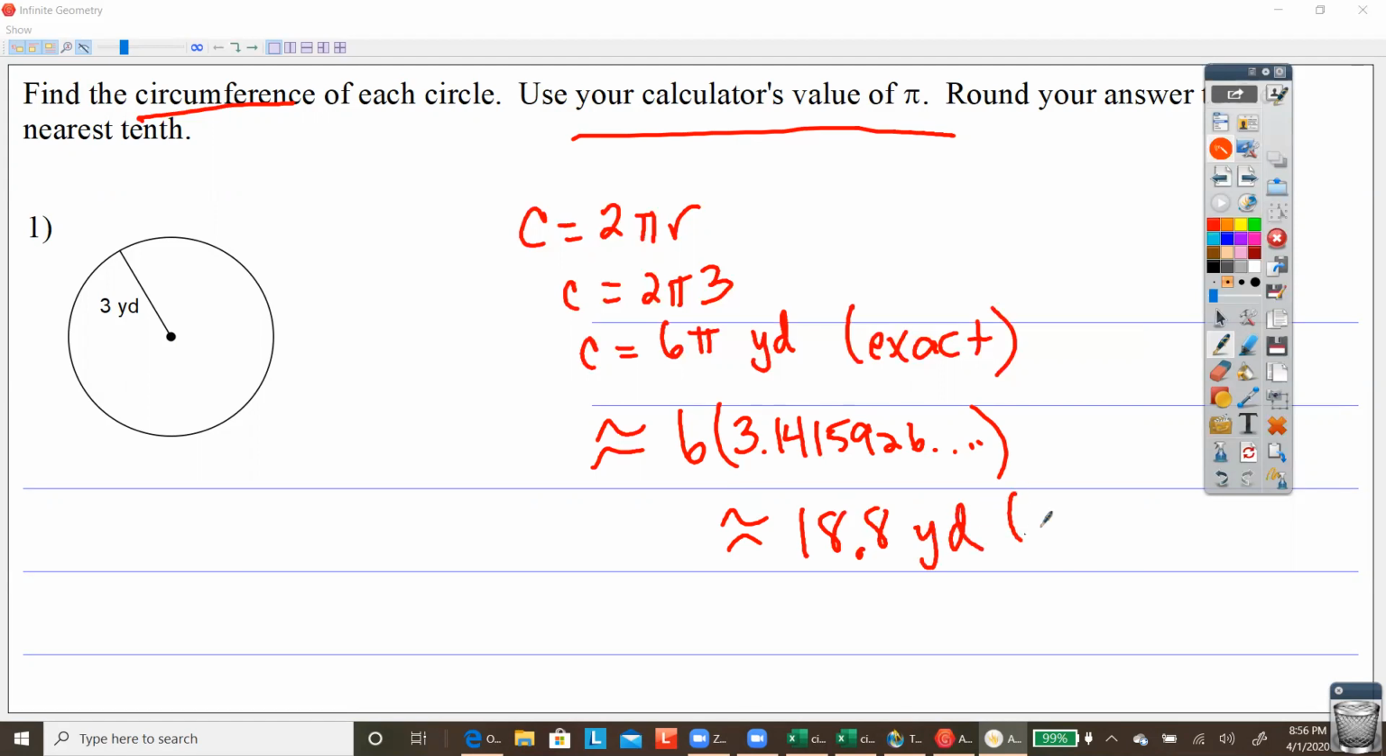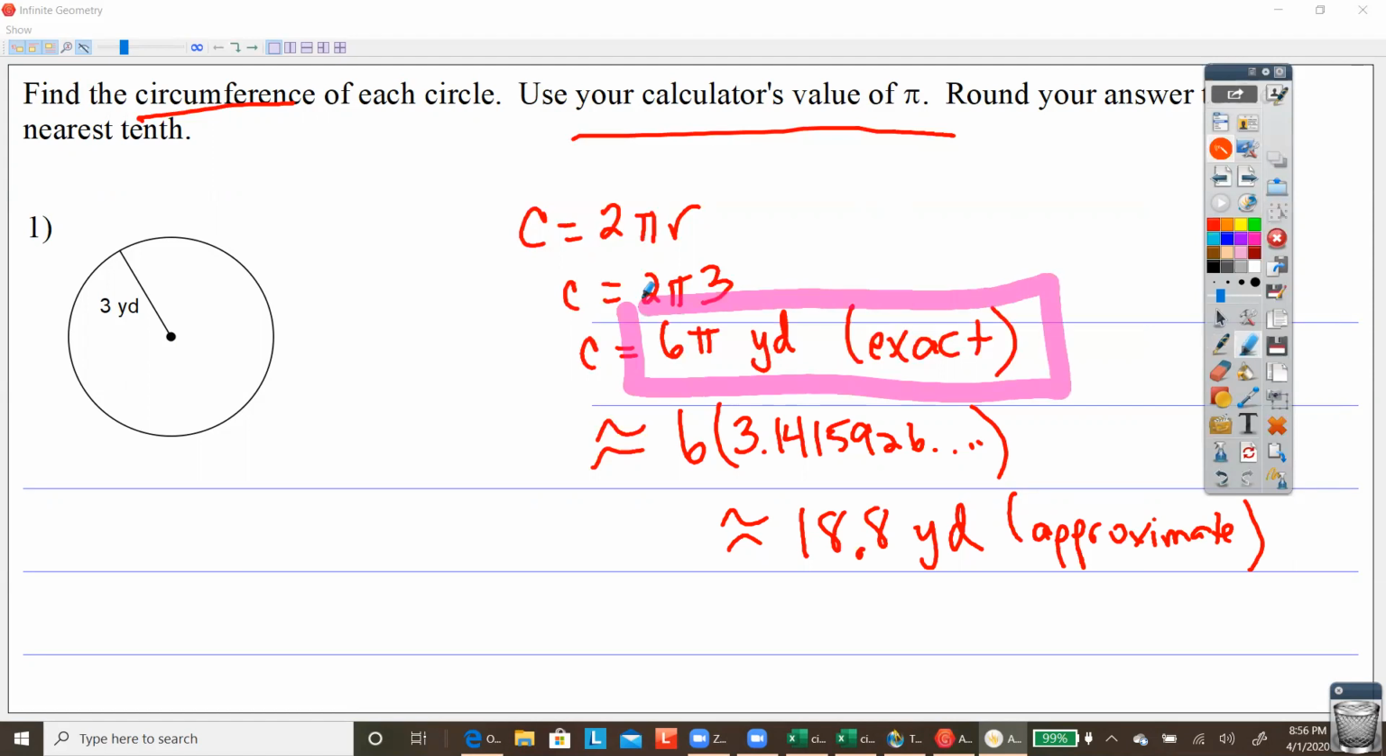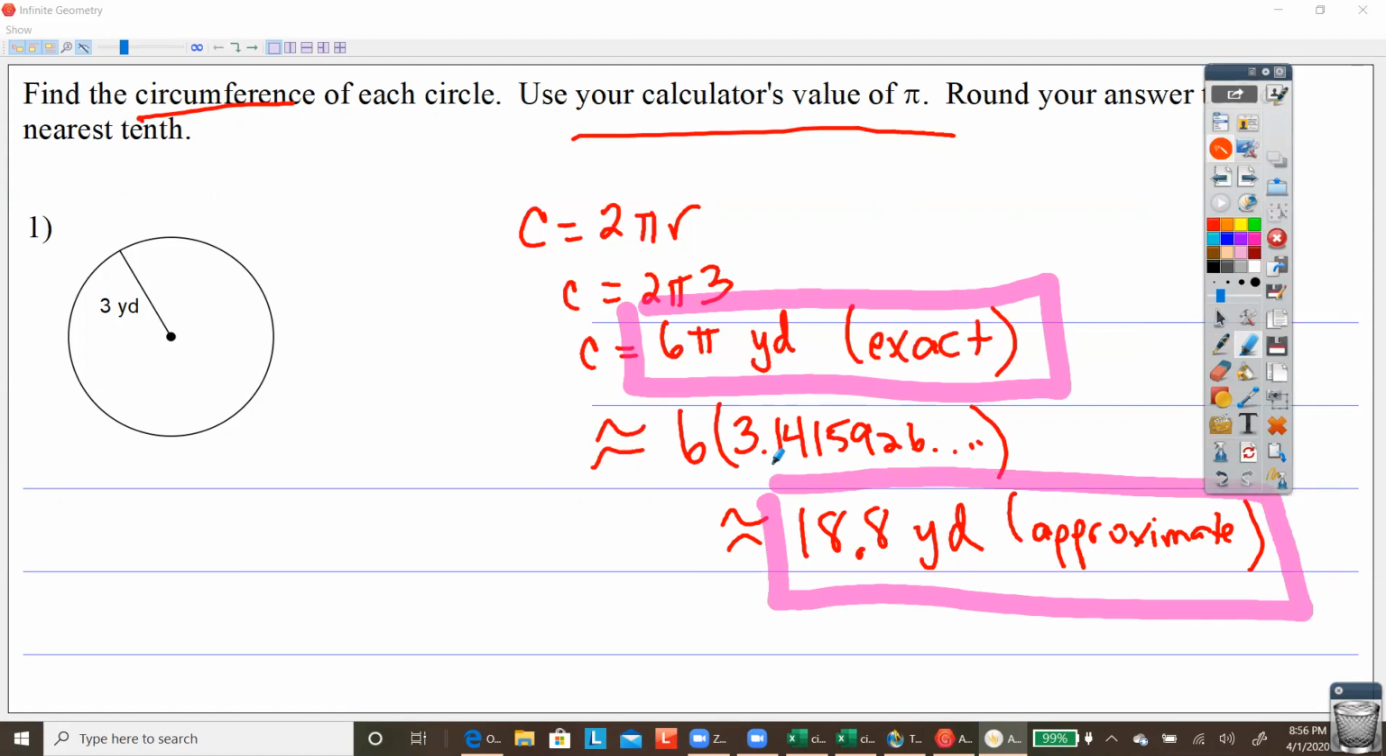So again, this is what's called an approximate answer. If they ask you for the exact answer, you leave the pi symbol in the answer. If they ask you for an approximate answer, plug in preferably the pi key on your calculator because that's the one that has more digits. Okay, you can take a moment to write this down, stop the video.